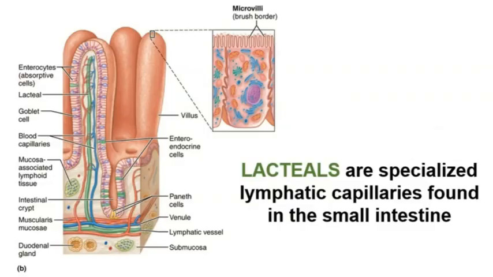We see that there are specialized lymphatic capillaries called lacteals that are located in places like the small intestines. And the lacteals are important for the absorption of lipids from the small intestine. And because they absorb lipids, their lymphatic fluid takes on a kind of milky white appearance, which is why they're referred to as lacteals.